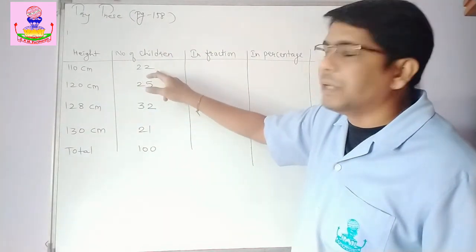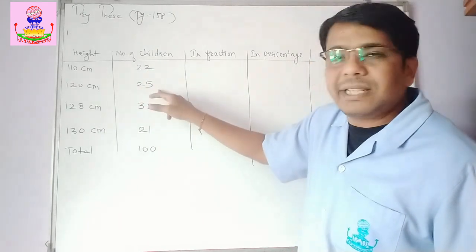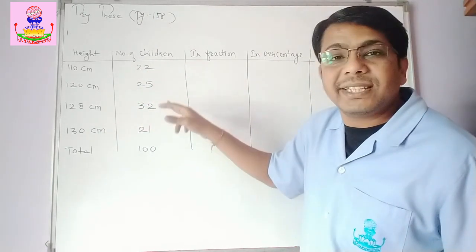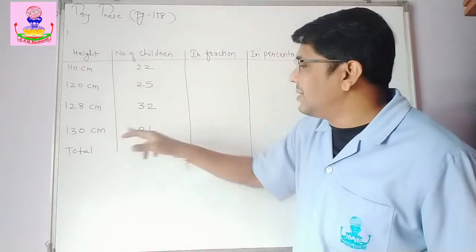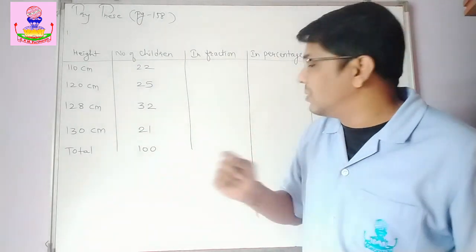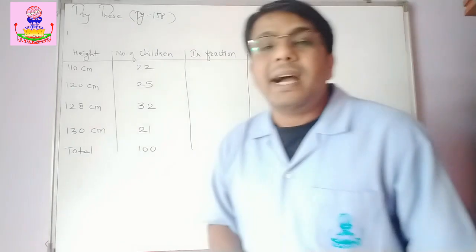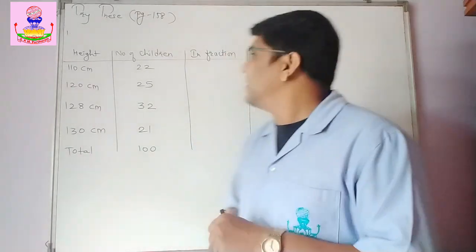So 110 centimeter, there are 22 children. 120 centimeter, there are 25 children. 128 centimeter, there are 32 children. And 130 centimeter, there are 21 children. Total 100. So there are 100 students in the class.